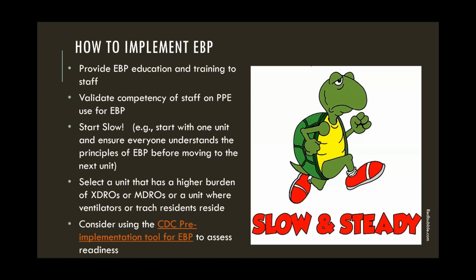Facilities, how should they go about implementing EBP? Provide education to your staff and make sure they are trained. Validate the competency of staff on PPE use for enhanced barrier precautions. Start slow, perhaps start on one unit and ensure everyone understands the principles before moving to the next unit. Or select a unit that has a higher burden of XDROs or MDROs, or a unit where ventilator or trach residents reside. And consider using the CDC pre-implementation tool for enhanced barrier precautions to assess readiness.